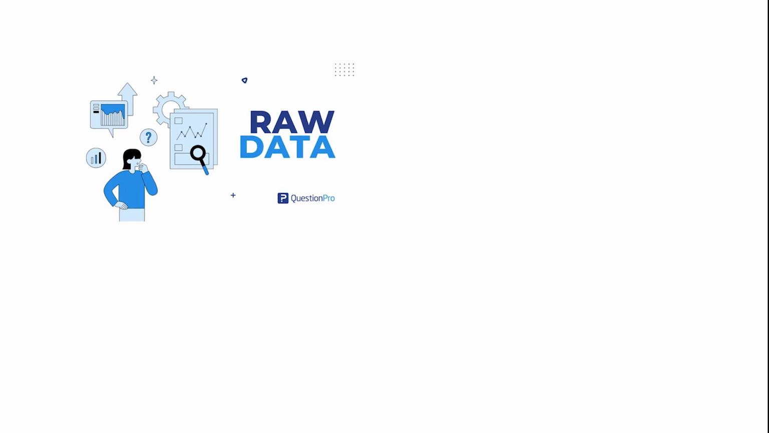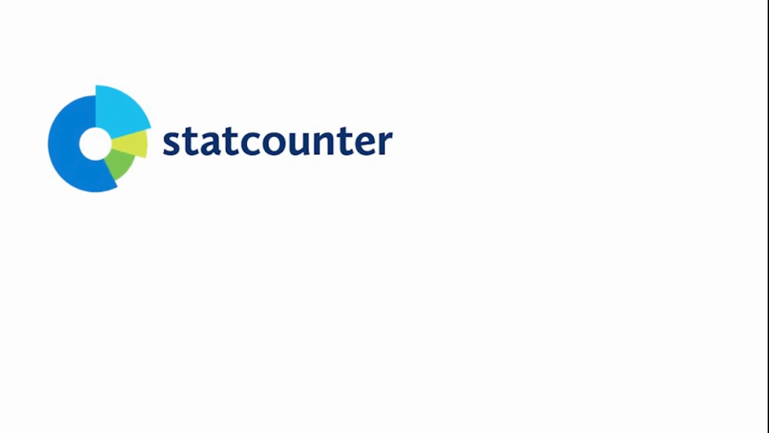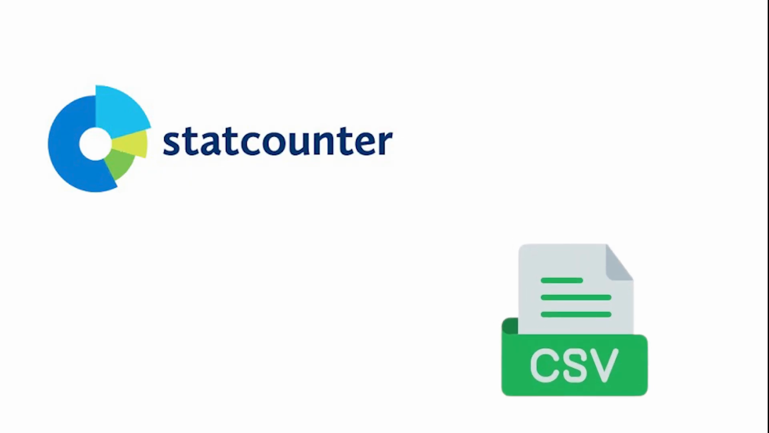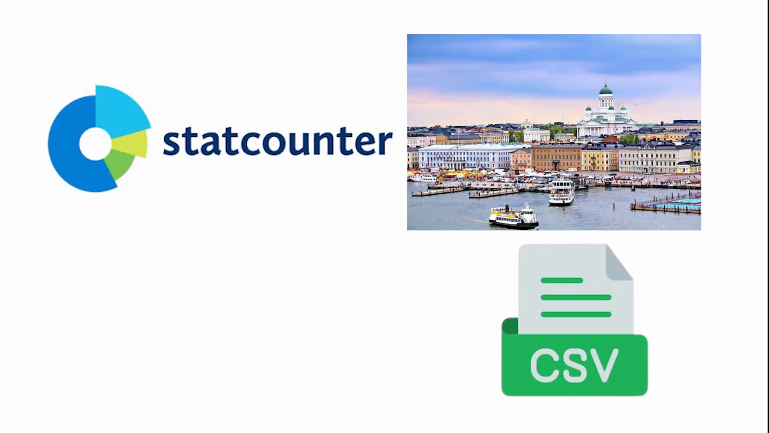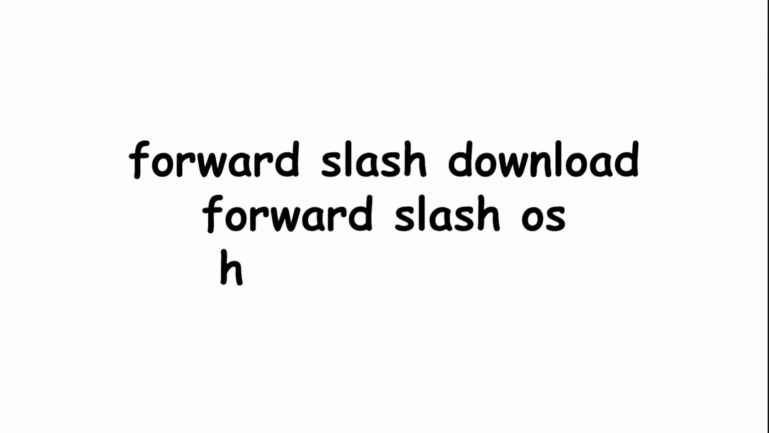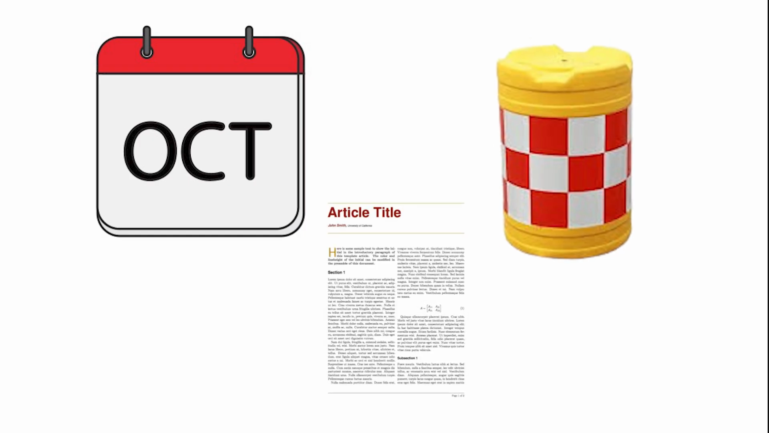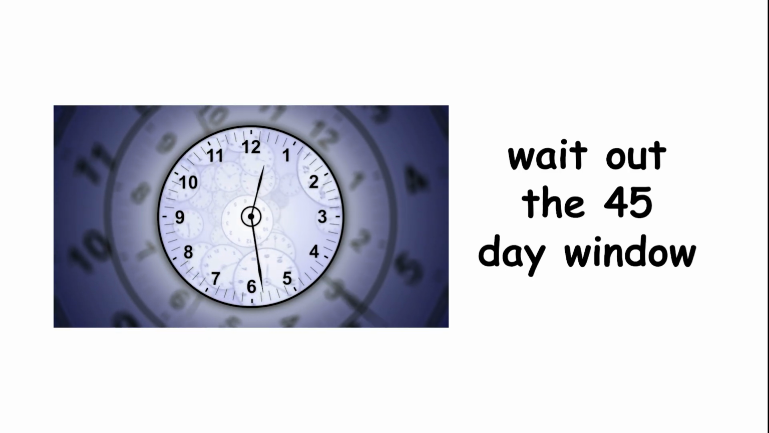Third, download the raw data before you trust a headline. Statcounter publishes monthly CSV files by country at gs.statcounter.com/download/OS-country. You can pull the exact month and see every bucket, including the ones the articles crop out. Fourth, wait out the 45-day window. If a figure is under 45 days old, it is a draft.